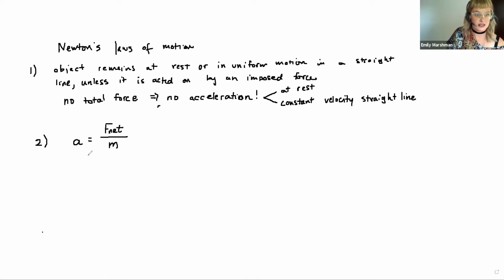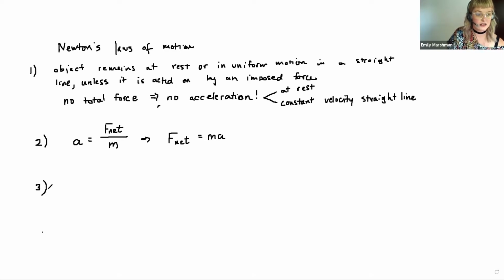Oftentimes we see this equation rewritten like this: F net equals ma. The sum of the forces acting on the object is equal to the object's mass times its acceleration. We will use this one a lot when we actually get to applying Newton's law to solving problems.